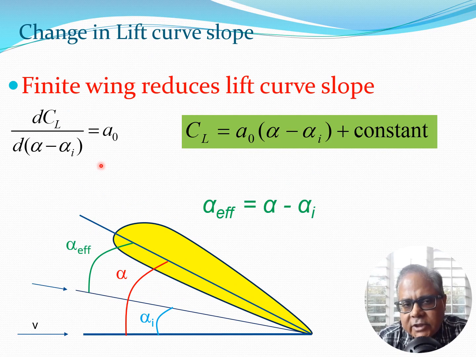Now we will see clearly that the finite wing acts to reduce the lift curve slope. So essentially if we were to take this particular value, dCl by d(alpha minus alpha I), that would be A0. That means I am differentiating Cl with respect to alpha effective, and therefore if I integrate this equation I immediately get this equation that Cl is A0 times (alpha minus alpha I) plus some constant.